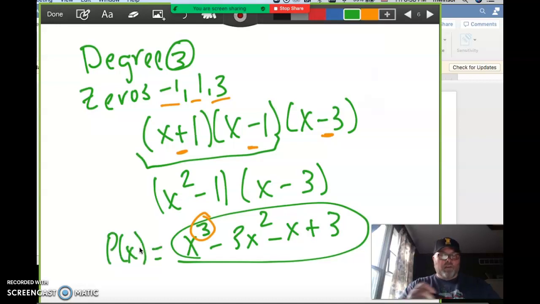Okay, so again, they ask you to find a polynomial of a certain degree, and they give you the roots, and they give you the zeros. Just write out the factors and multiply them out. Super awesome sauce. Okay.